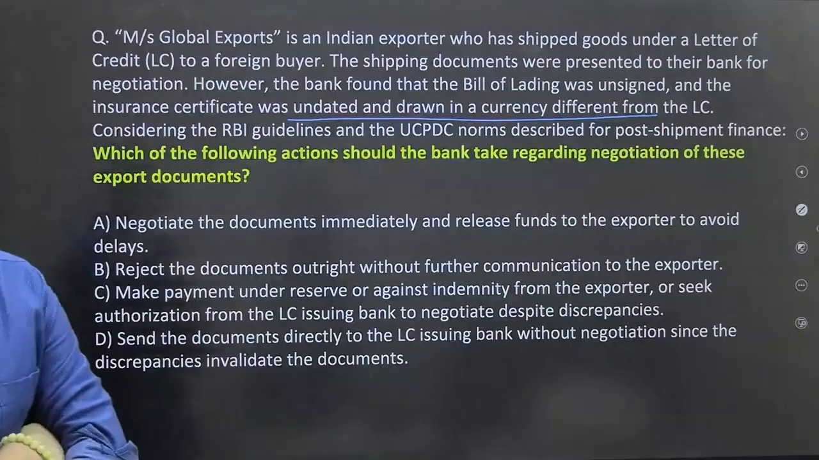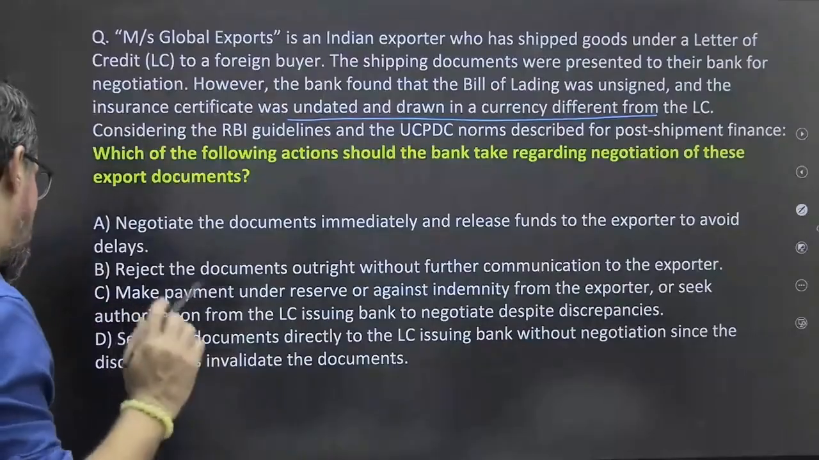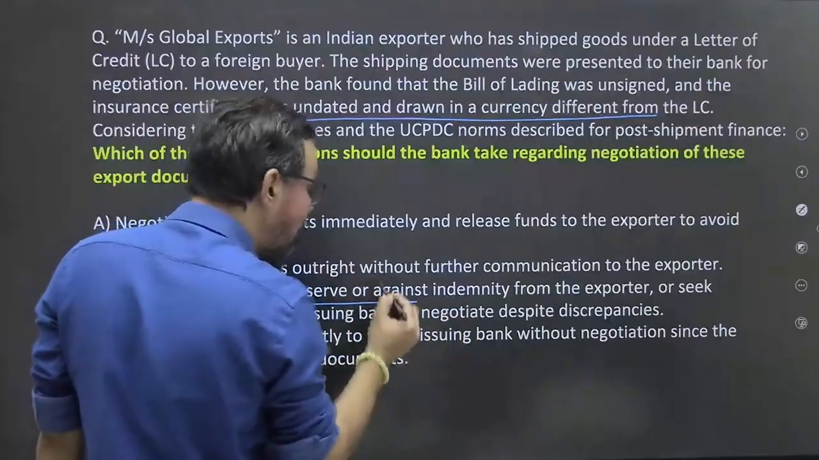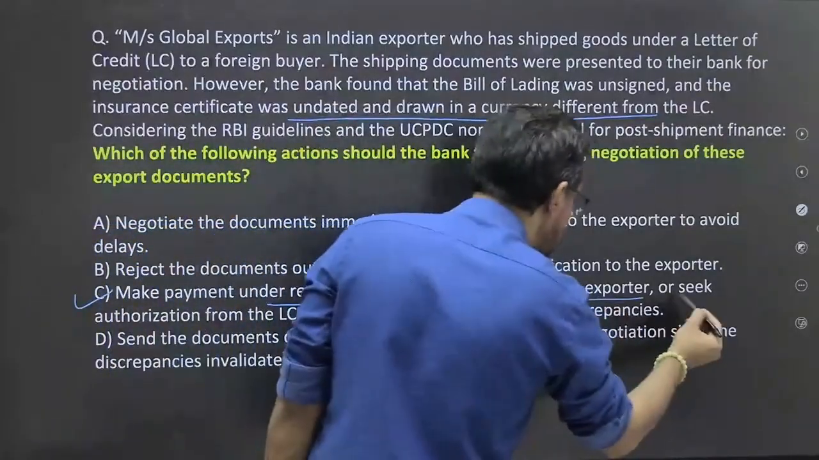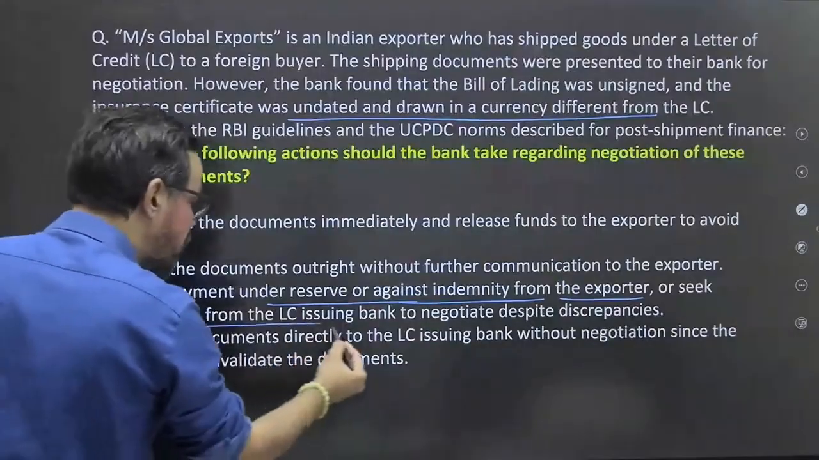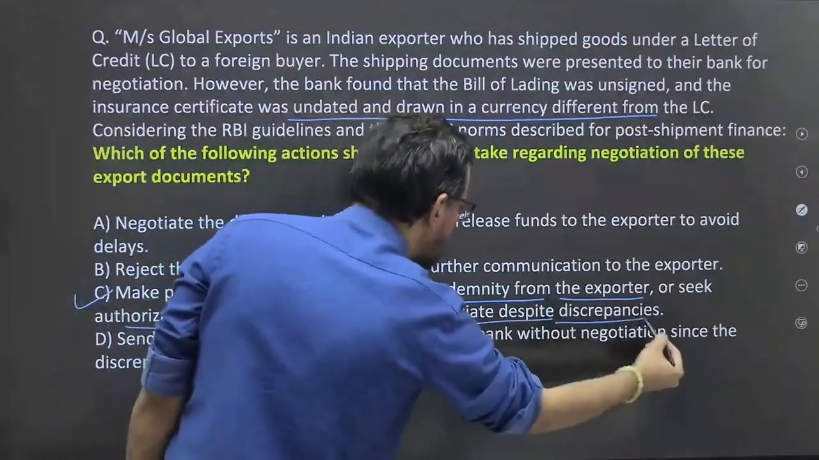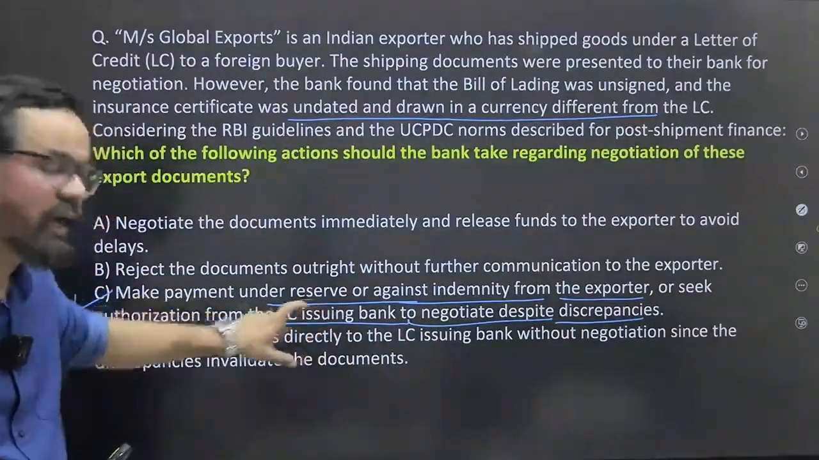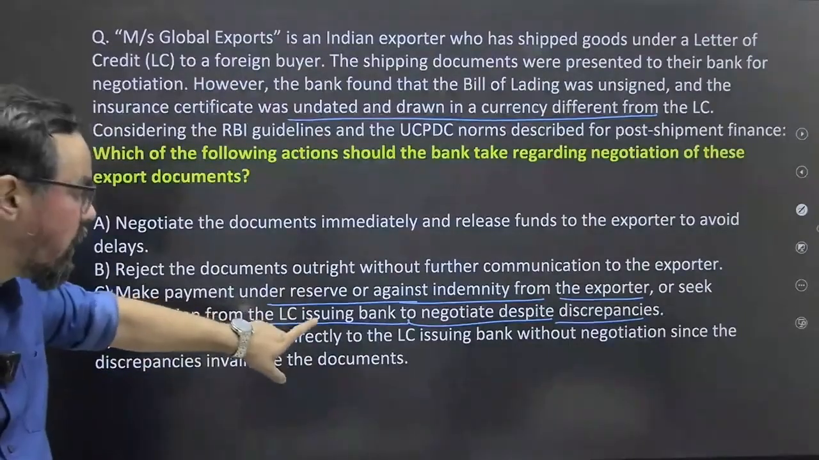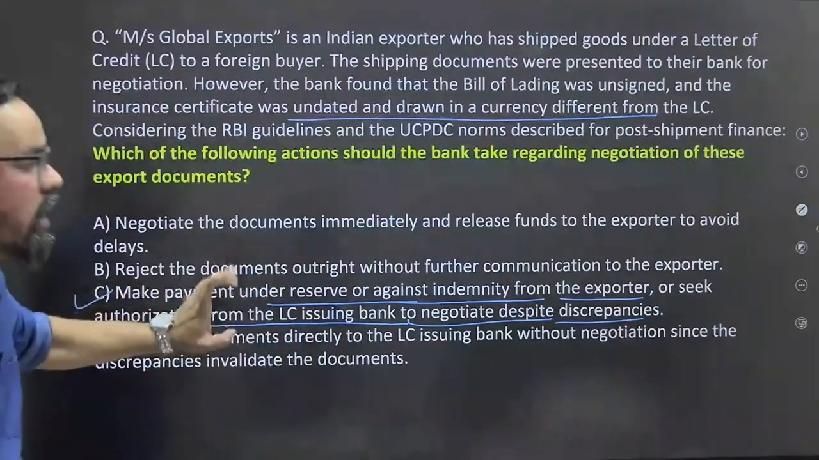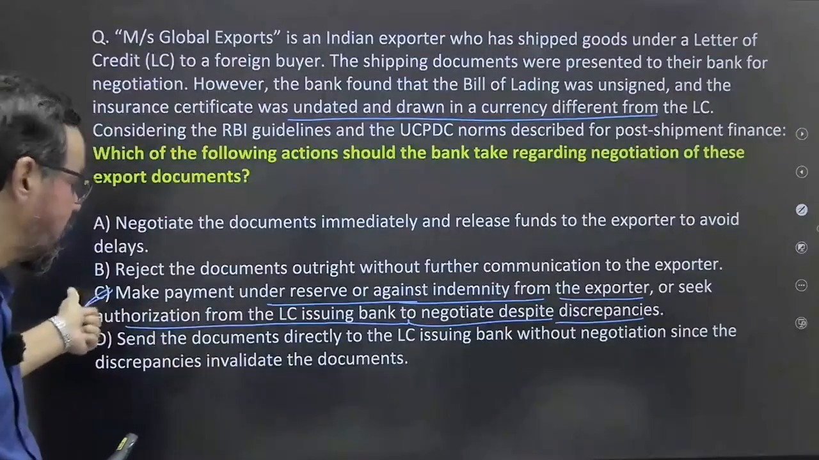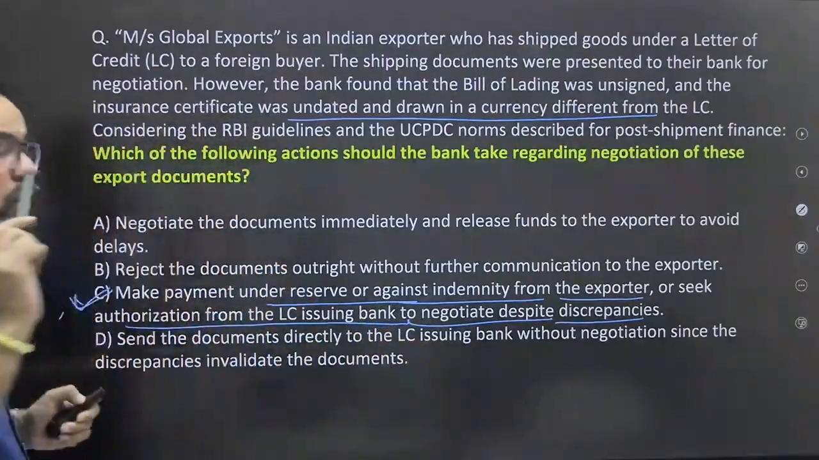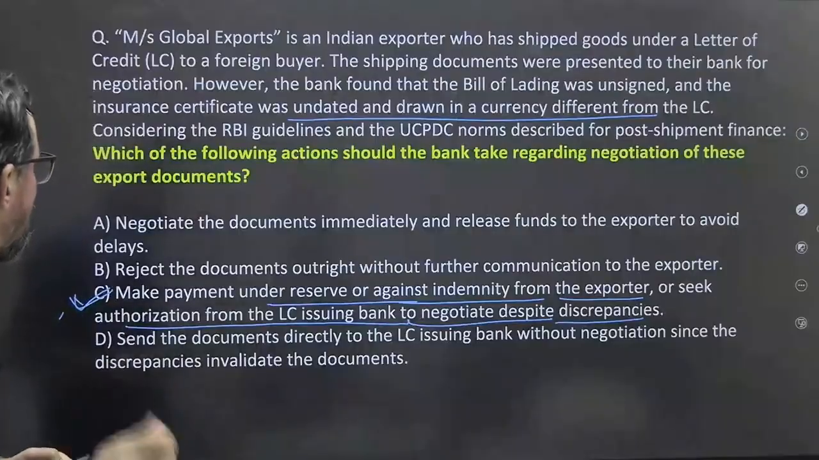Okay, anyone else? Yes, Aniruddha sir is saying option C. I will also go with Aniruddha sir because this makes sense. Make payments under reserve or against indemnity from the exporters, or seek authorization from the LC issuing bank to negotiate despite discrepancies. See, you were right up to here. This statement is similar to this one, the second line. Making payment under reserve or against indemnity from the exporters is also allowed in this case. So option D is similar to the second part of option C, but the first part of option C is also allowed. So option C should be the right answer for this one.